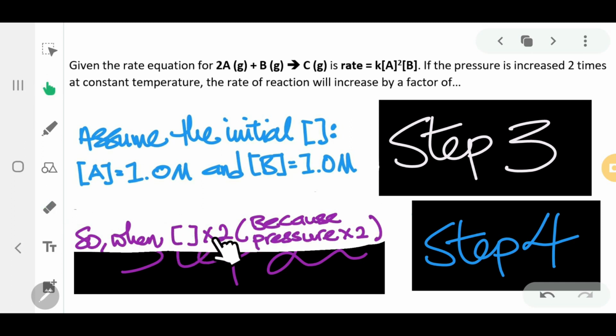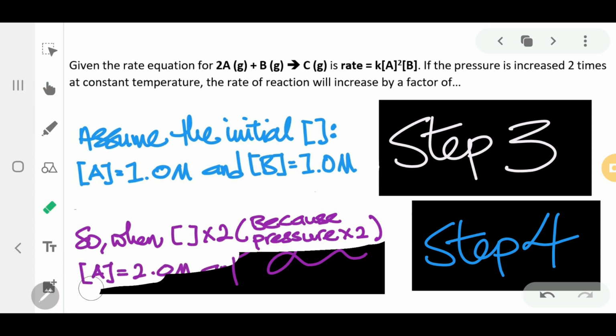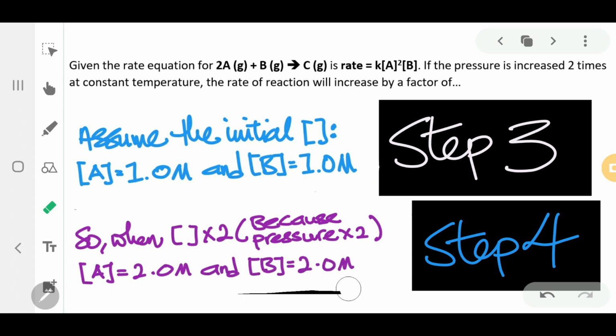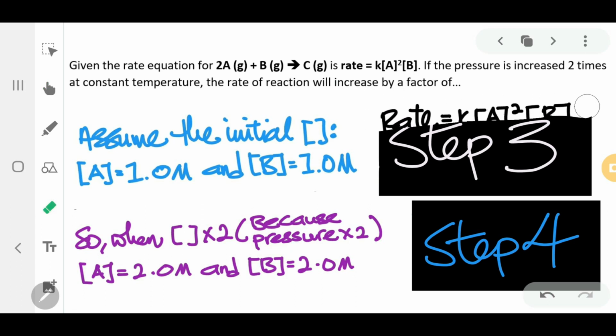when concentration is doubled, because pressure is doubled, remember why we can do this? Because from the PV equals nRT just now, the concentration now will be 2.0 molar for A and 2.0 molar for B, because you times by 2. So you have 1 times 2, you have 2. 1 times 2, you have 2. Now we have the concentration already, and we're going to use what we have.